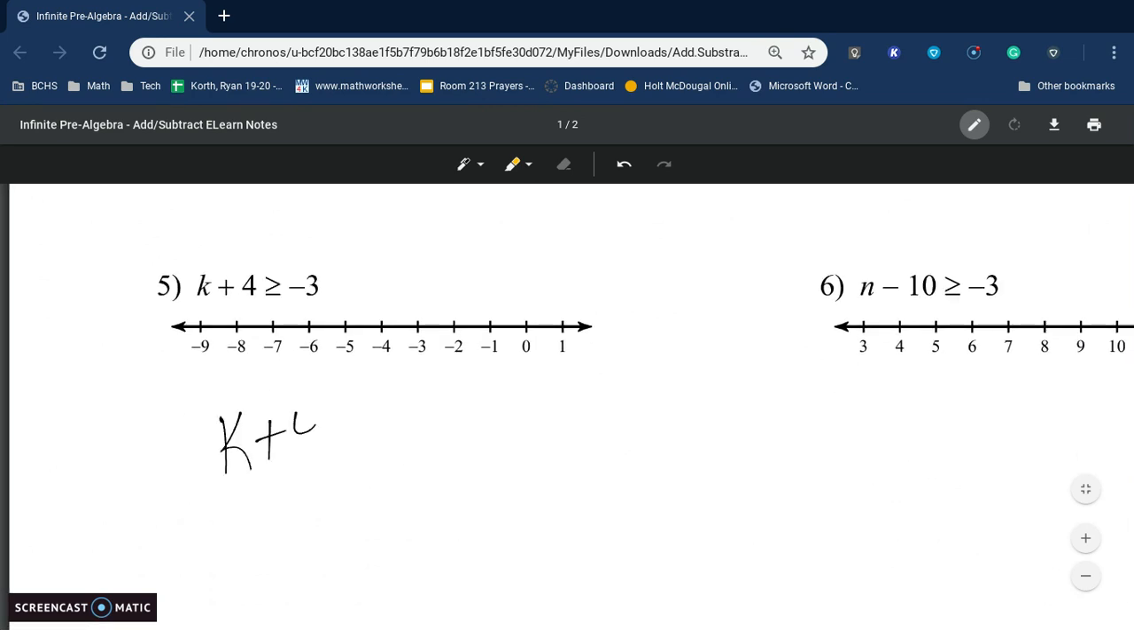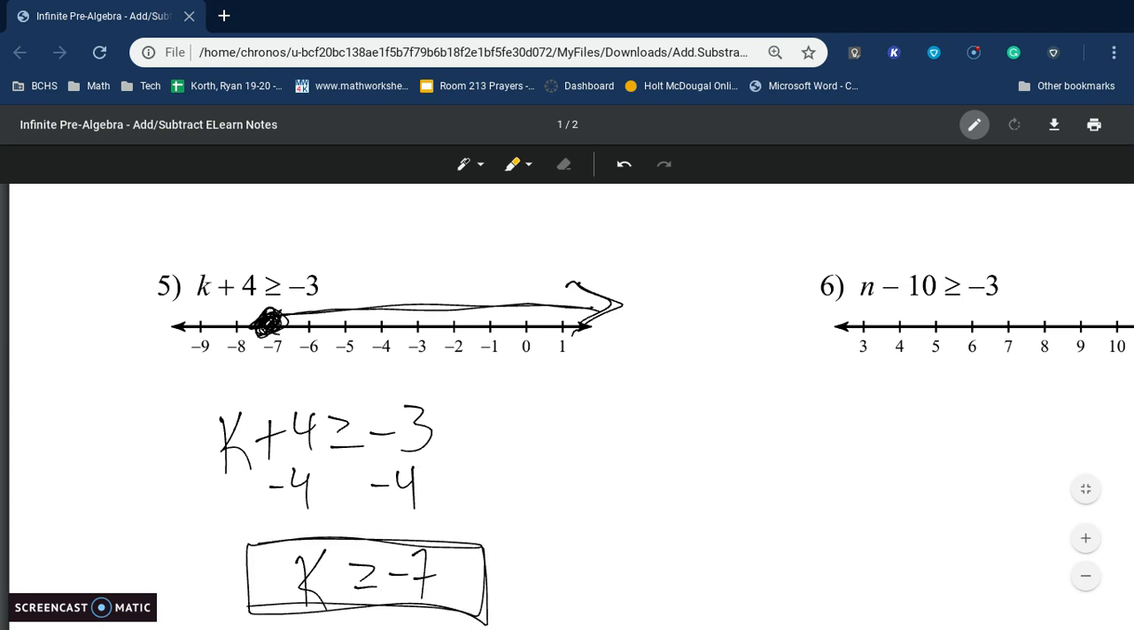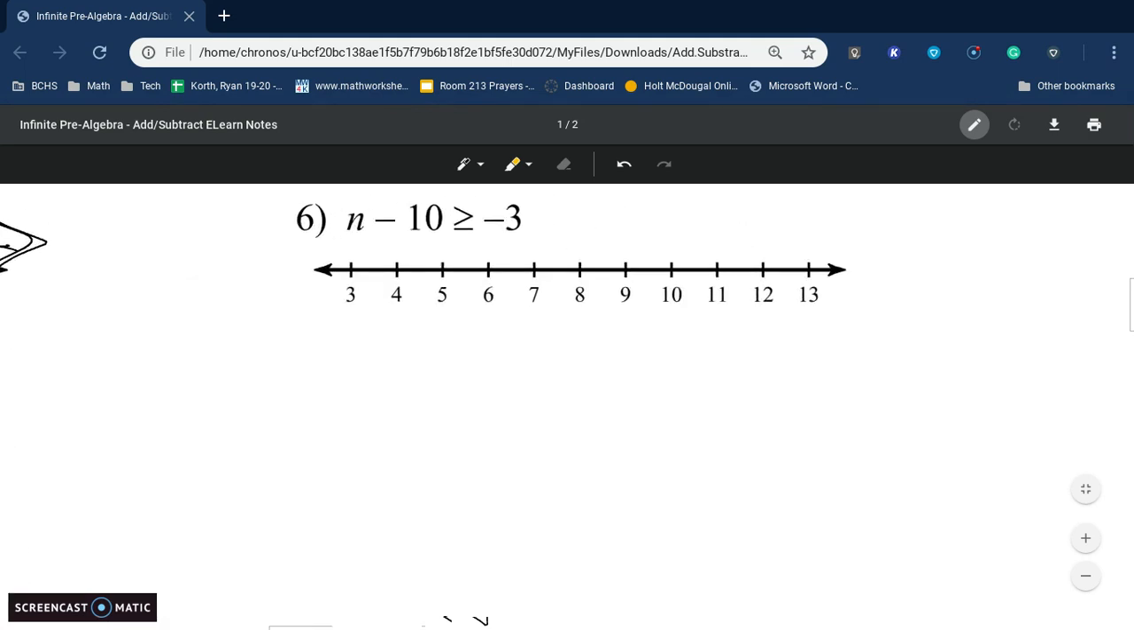K plus 4 greater than or equal to negative 3. Undo addition with subtraction. K is greater than or equal to negative 7. Fill in the circle at negative 7 because it's got the bar underneath. This is pointing to the right. So we're going to go to the right. We need to draw a line. We need to have an arrow. We need to fill in the circle. We need to have an answer. You need to show your work.